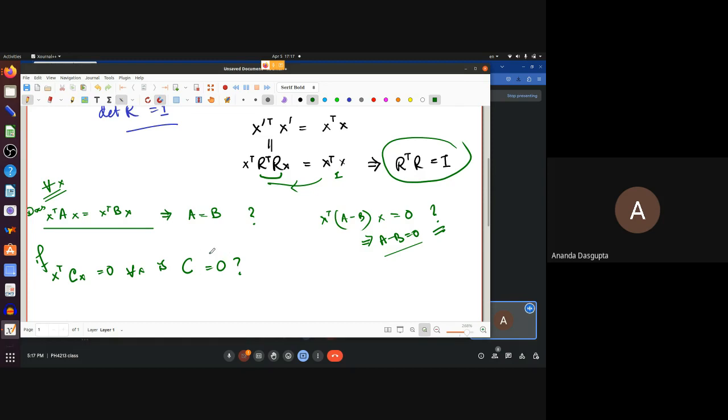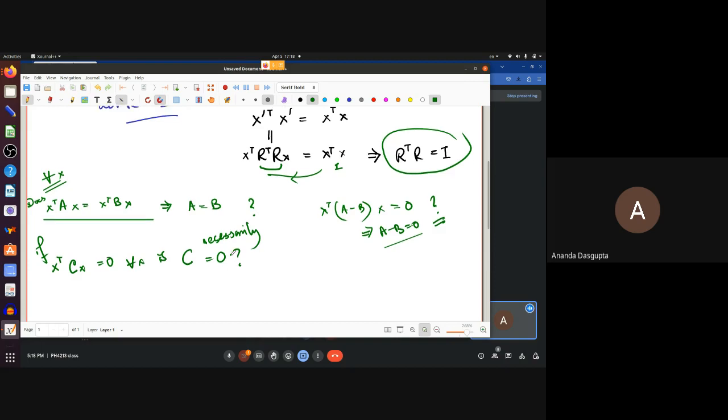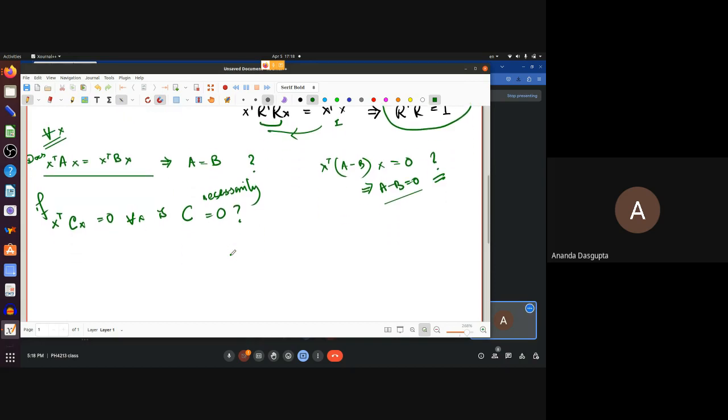If C equal to 0 means, is C necessarily equal to 0, right? That's what I'm asking. Any ideas? Hint: what kind of object is this? Is this a number, a matrix, or a column vector, or what? X transpose CX? It's a number.